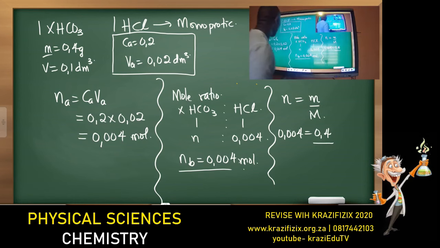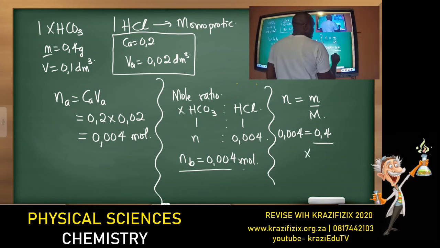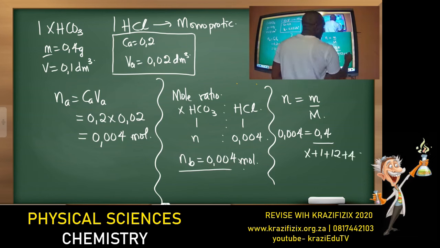Lovely. Now, but I do not know what the molar mass of this particular substance is. That's where my problem is. All right, but let's throw all of that in. Hydrogen, we don't know X, so I'm going to say X plus hydrogen is 1, carbon is 12, oxygen is 16 times 3, which gives us what?